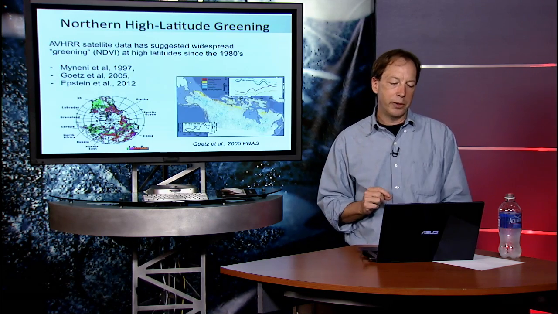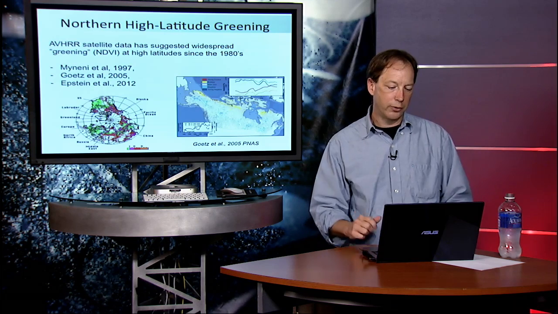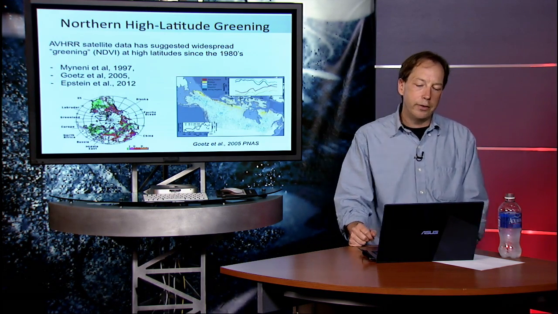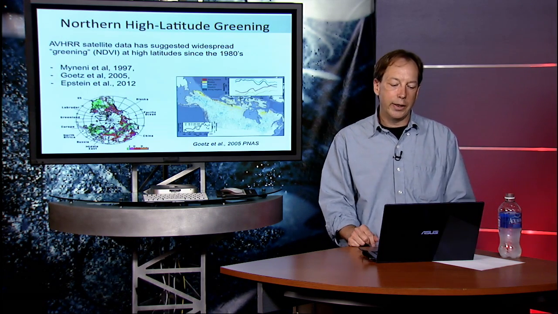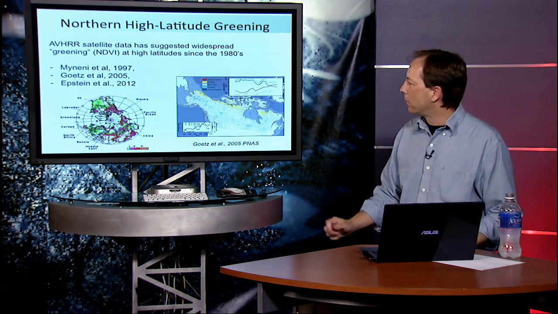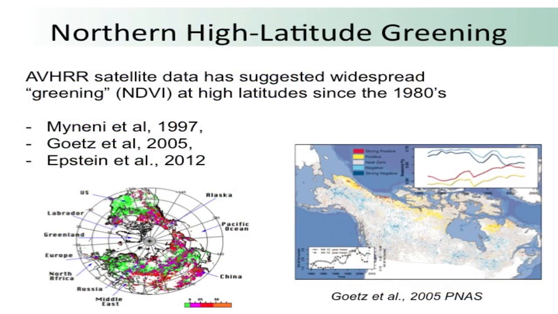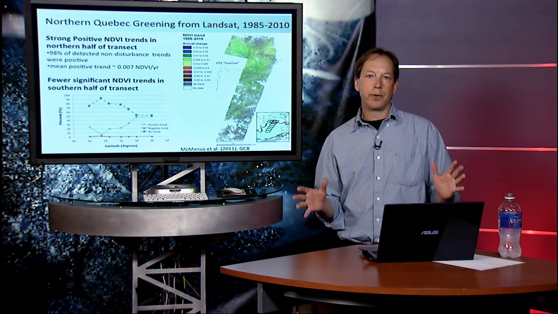And sure enough, some of the early studies using the AVHRR satellite system, the Coarse Resolution Global Satellite System, used the Normalized Difference Vegetation Index and did find significant evidence for greening or increased NDVI at high latitudes. So these are some of the papers that you can look up to get more information. The original study was by Ranga Myneni in 1997, but since then there have been a whole series of other studies that have basically confirmed that circumarctic greening pattern. Now, one of the troubles with AVHRR is it doesn't give you very much spatial perspective.